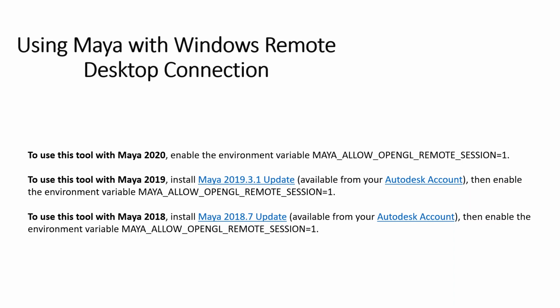In case you're using Maya 2020, you can enable it by going to the environment variable and switching on OpenGL. If you're using Maya 2019, you can install the latest patch, 2019.3.1, which is available in your account, and go to the environment variable and change the setting to OpenGL. And if you're using 2018, you can update it to 2018.7 and change the environment variable to OpenGL, and get the best benefit out of Viewport 2.0.